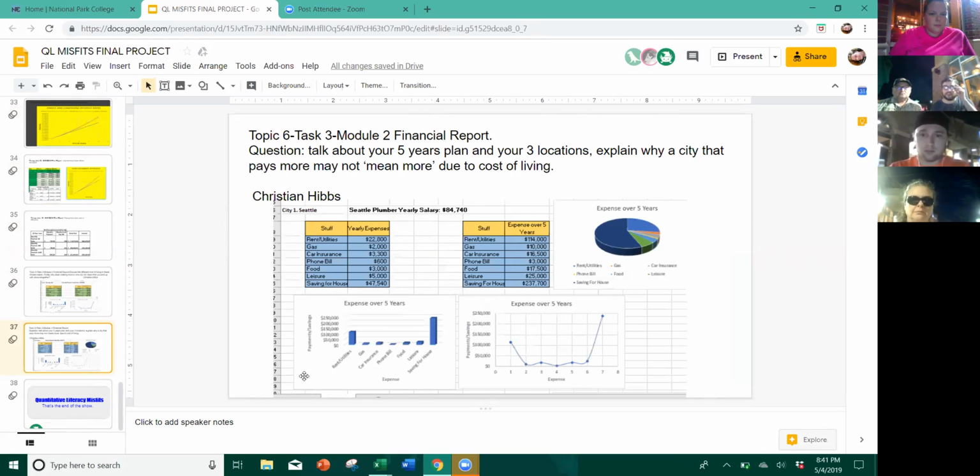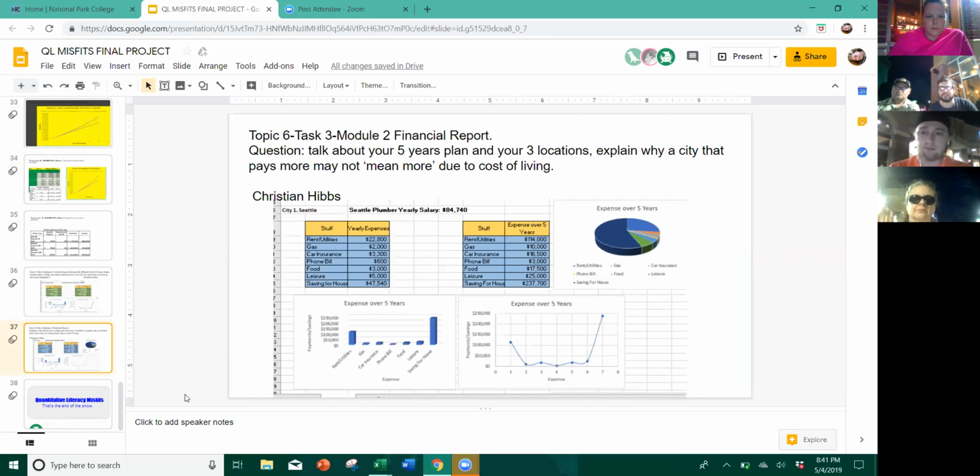The next slide is the other extreme. It's Seattle. In Seattle, plumbers make quite a bit of money, if the internet is true, $84,740. And then, like I was saying, the yearly expenses in Seattle are also a lot more expensive. So in a place like Chicago or Seattle, you may be making more money, but you're also spending more money to live there. So it really balances out.